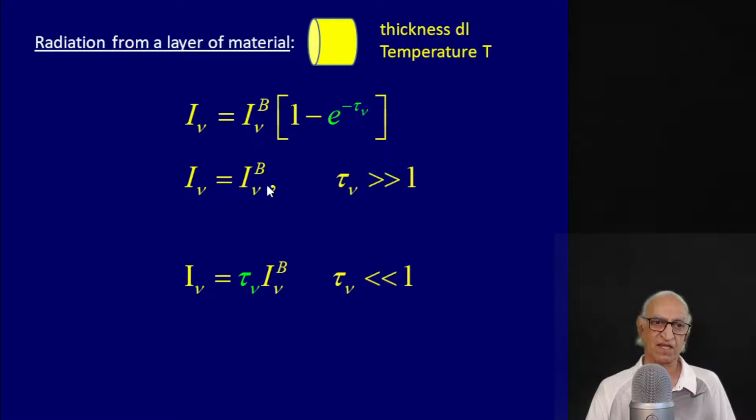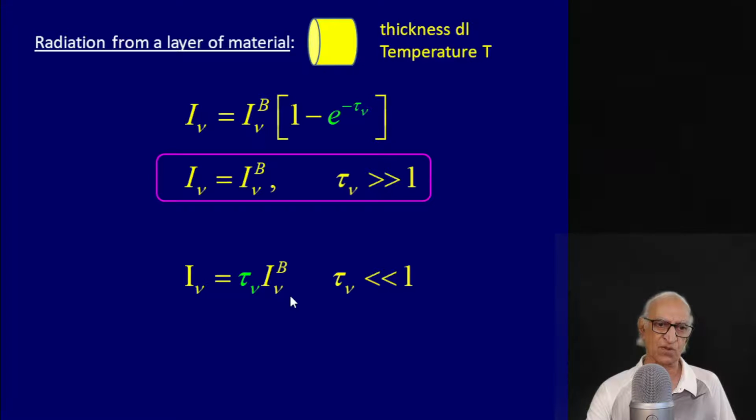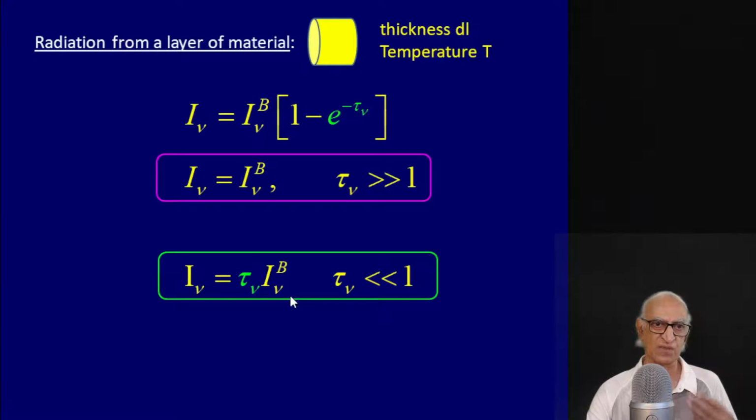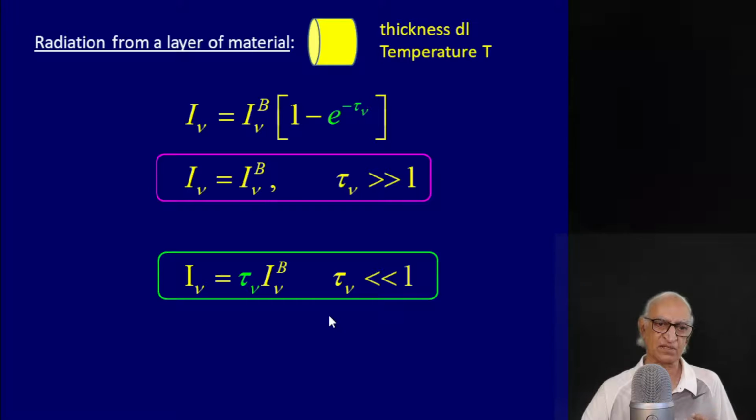But when the optical depth tau nu is much less than 1, I can expand the exponential and keep only the first term because the higher order terms in optical depth, tau squared, tau cubed and so on, will be even smaller and therefore can be neglected. And therefore the 1 and 1 will cancel out, and I'll get that the specific intensity is a fraction of the black body specific intensity, and the fraction is given by tau nu multiplied by the black body specific intensity, where tau nu is the optical depth. So these are the two limiting cases of an optically thick body and an optically thin body.